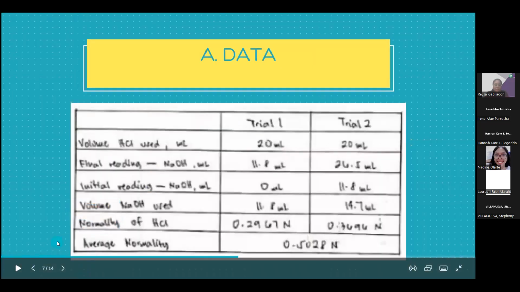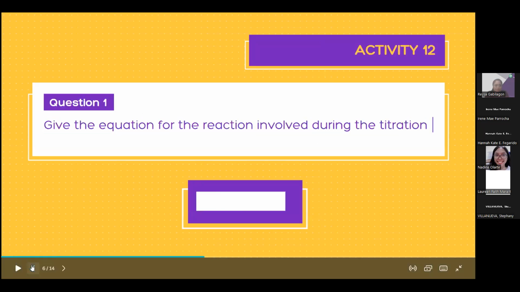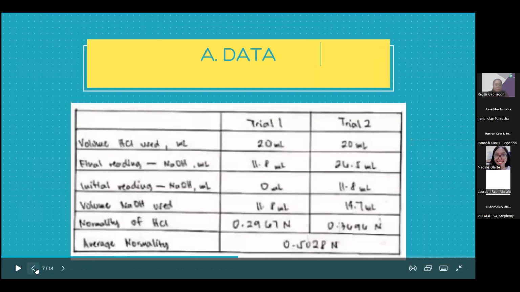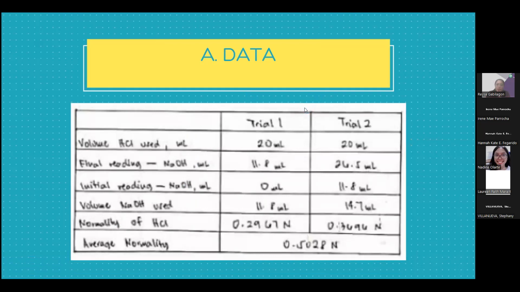And then this one is your data. So both trials use 20 ml of the prepared HCl. However, just like with experiment number 12, we have a discrepancy here with the sodium hydroxide used. But it's not that big, so it's okay. 11.8 and 14.7.